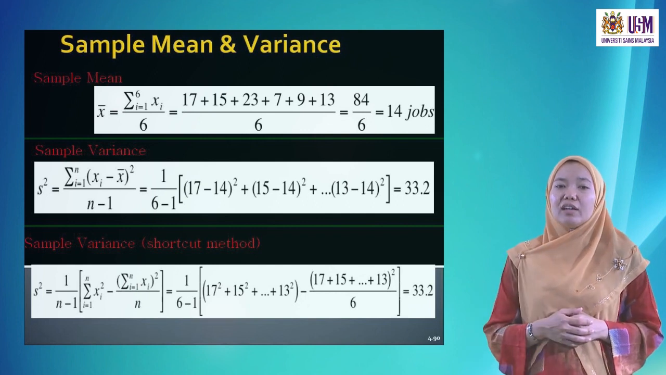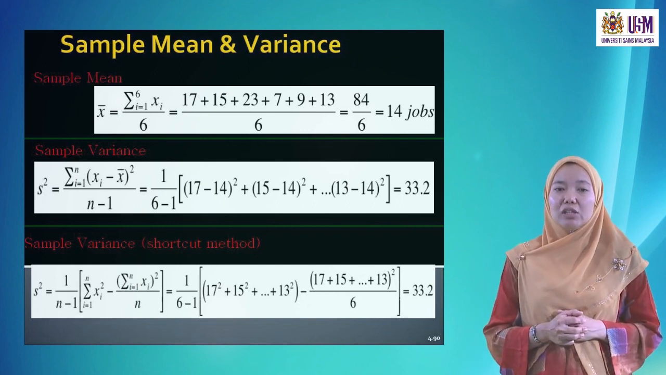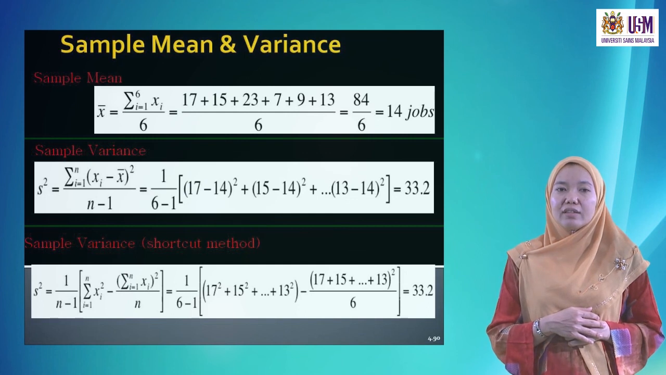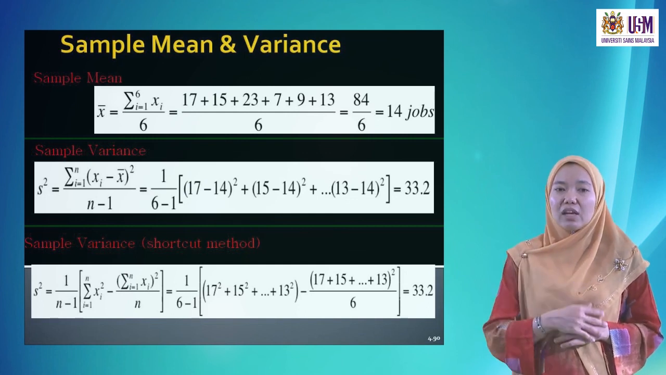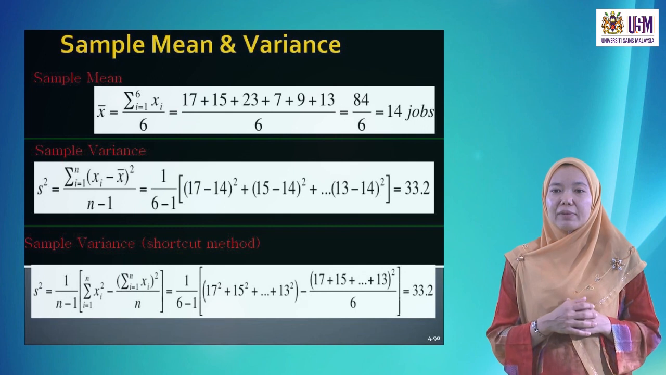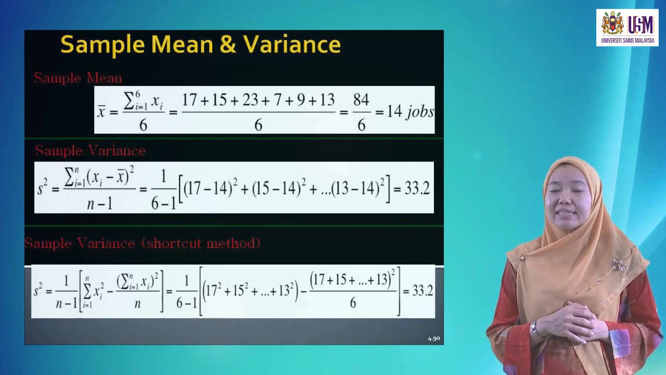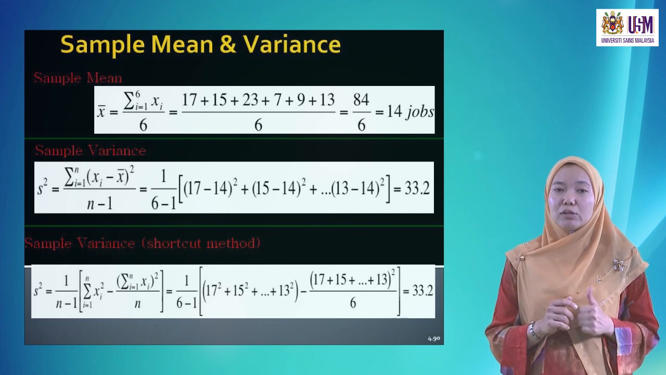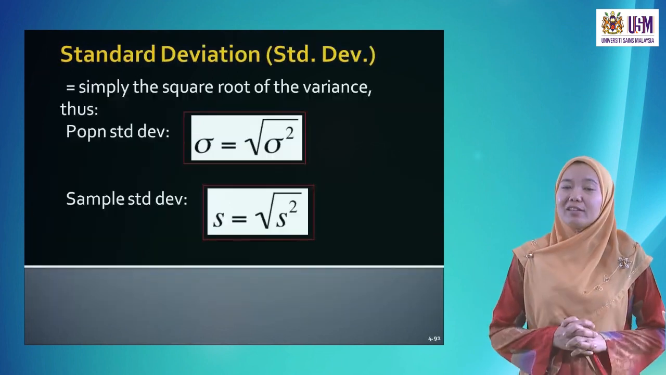So I give the shortcut method in the third row, that's how you do it. You have the option of using the second formula for sample variance, or you can use the third formula for sample variance, the shortcut methods, but you should be able to get the same answer. You need to use your calculator for this, manual calculations.